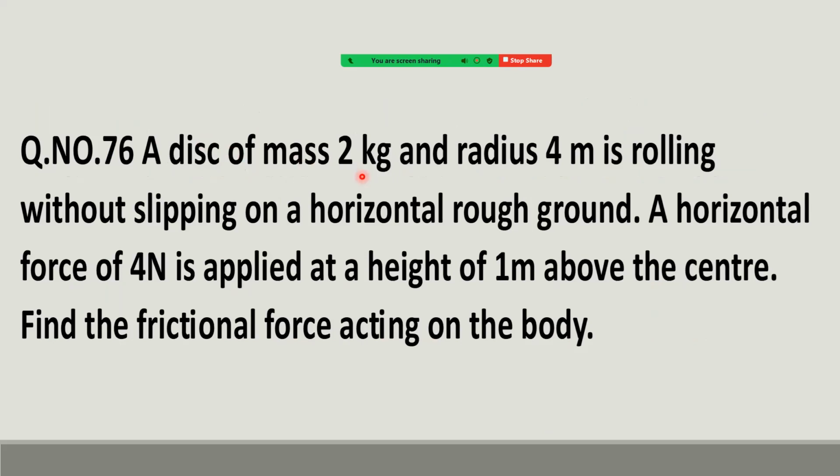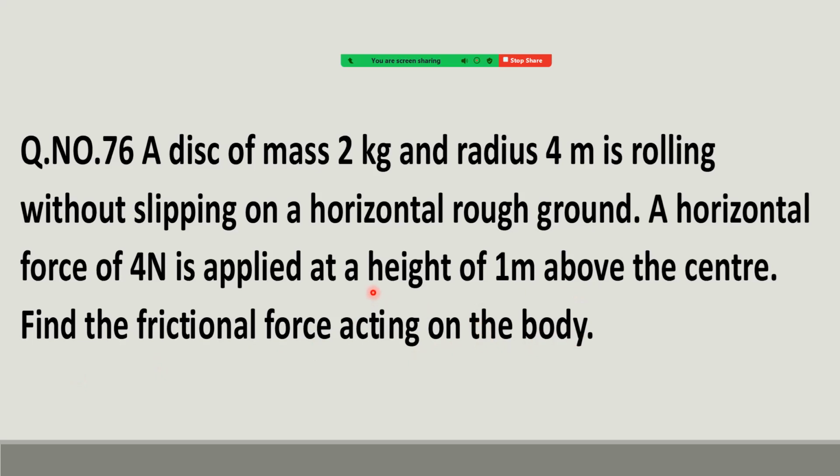A disk of mass 2 kg and radius 4 meter is rolling without slipping on a horizontal rough road. A horizontal force of 4 Newton is applied at a height of 1 meter above the center. Find the frictional force acting on the body.